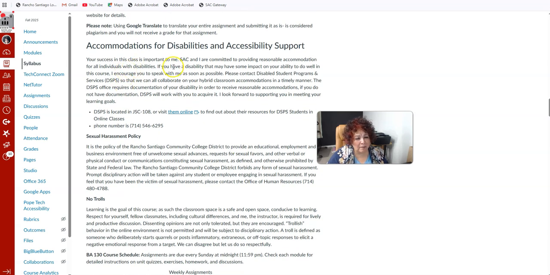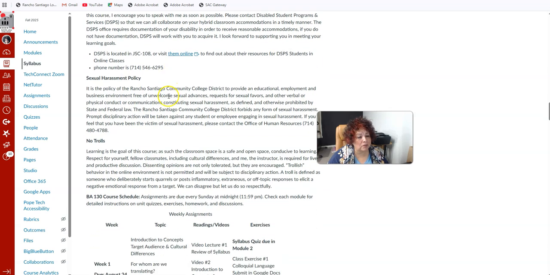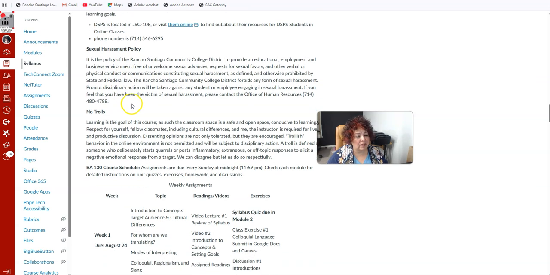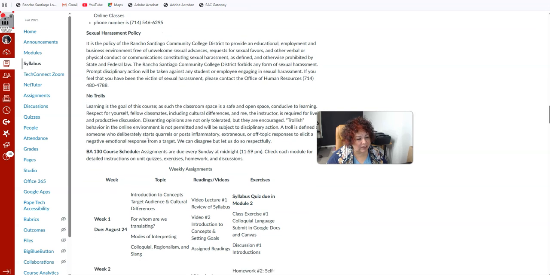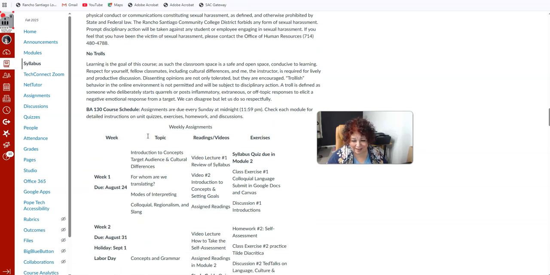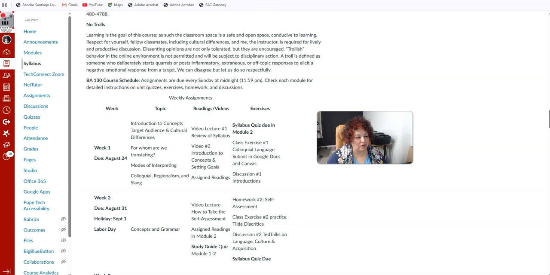Very important, accommodations for disability. Please make sure you send me your letters so I can make those accommodations. Sexual harassment policy. Make sure that you read this because we are going to be very respectful in this class. It's a high quality class where we are going to be interacting with each other.